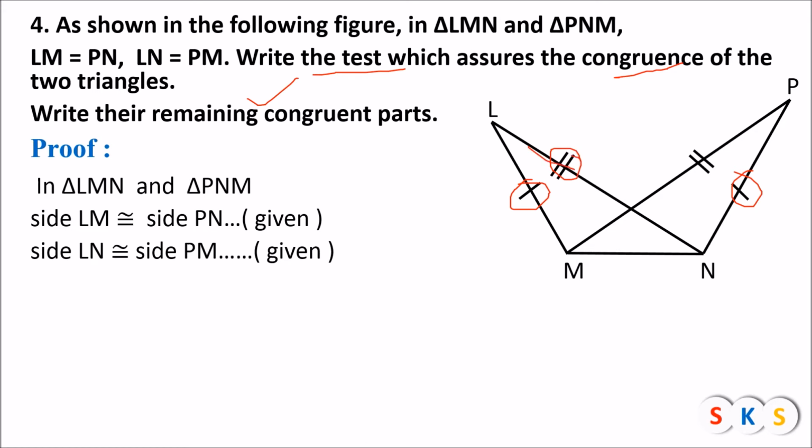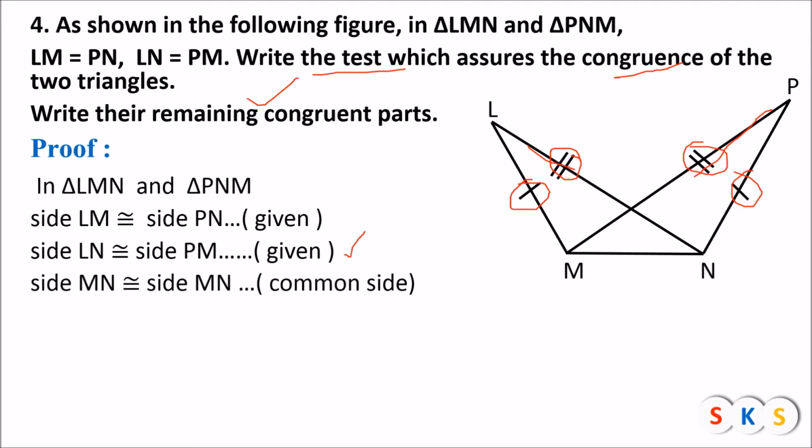Side MN is congruent to side MN. It is a side of both the triangles, right? It is a side of triangle LMN as well as a side of triangle PNM. So we can say these two sides are congruent as they are the same side of both the triangles. So these two triangles are congruent by the side-side-side test. I have proved it over here. Afterward we write the remaining congruent parts of those two triangles.